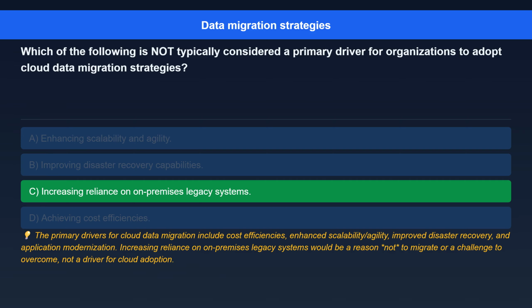The correct answer is, quote, increasing reliance on on-premises legacy systems. Here's the explanation. The primary drivers for cloud data migration include cost efficiencies, enhanced scalability/agility, improved disaster recovery, and application modernization. Increasing reliance on on-premises legacy systems would be a reason not to migrate or a challenge to overcome, not a driver for cloud adoption.